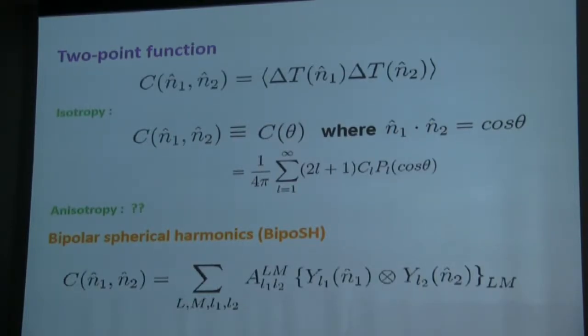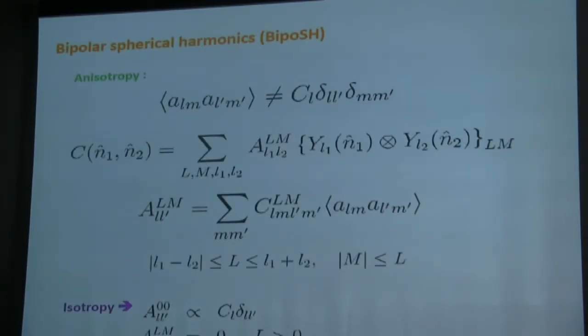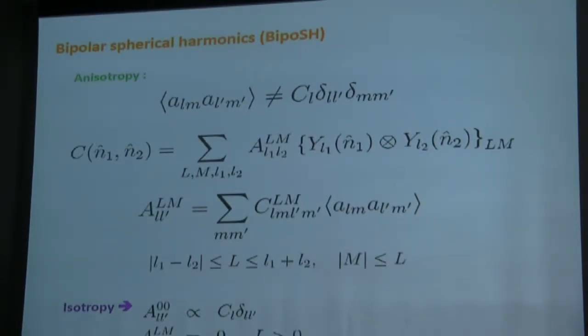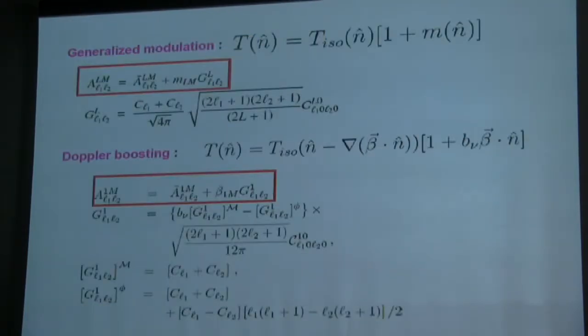If you have isotropy, then just C_L is sufficient. But if you have anisotropy, then you need a much more general basis, which is called the Bipolar Spherical Harmonics coefficients. So the coefficients are the Bipolar Spherical Harmonics coefficients. Essentially, isotropy is basically the diagonal, not 0,0 component of this covariance matrix. A_LM is essentially proportional to the covariance matrix in harmonic space, if you see here.